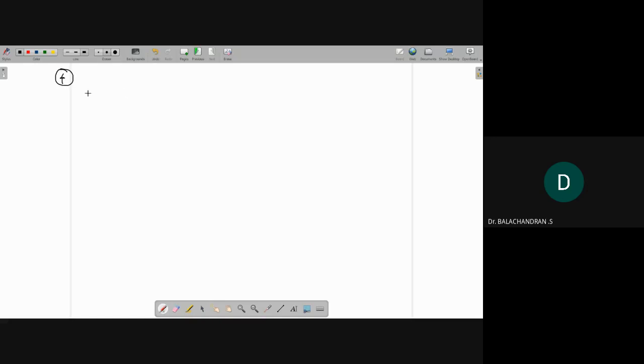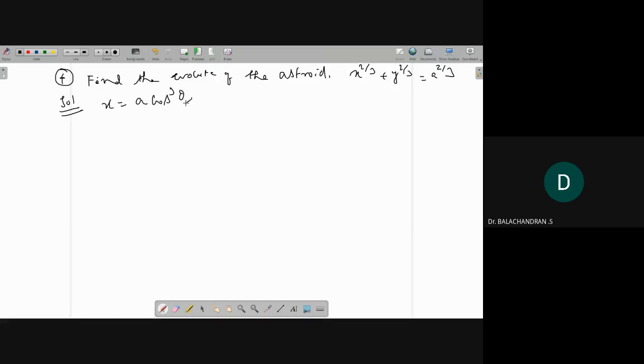Find the evolute of the curve. Find the evolute of the asteroid. So you know the asteroid equation, x power 2 by 3 plus y power 2 by 3 equal to a power 2 by 3. So solution: the parametric coordinates are x is equal to a cos cube theta and y equal to a sin cube theta.